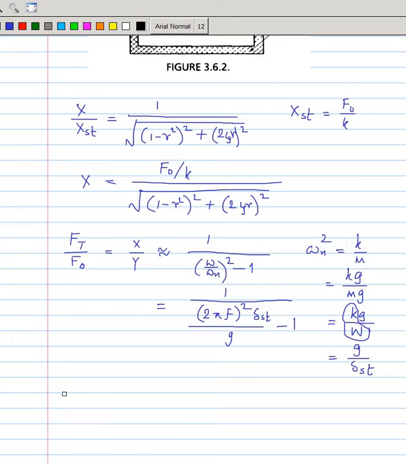So this is another relation which you can easily use, and the advantage of this relation is you can easily measure the static deflection. So you don't have to find out omega n, you can just find out the static deflection due to the weight of the mass, and from that you can find out omega n. So this is a relation which can be conveniently used. So later on we'll work out problems where we'll be using these relations. So thank you.